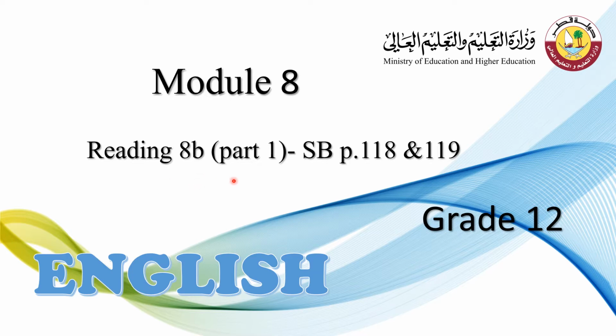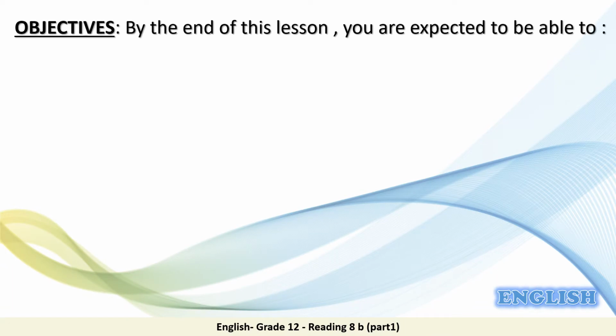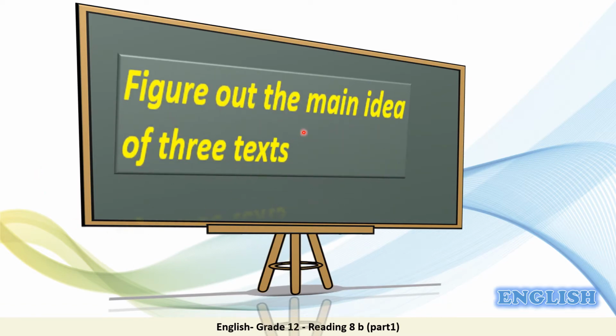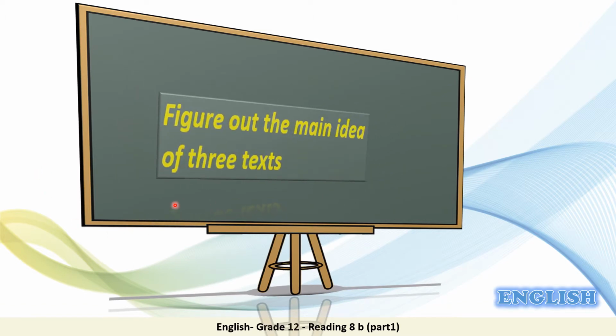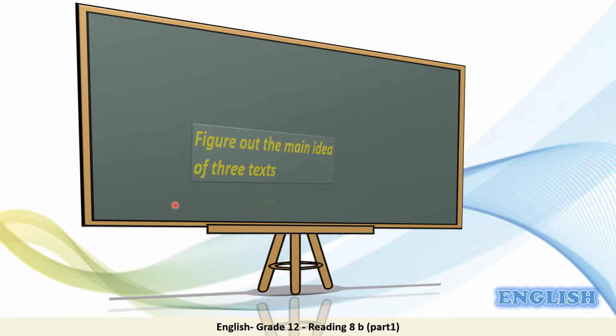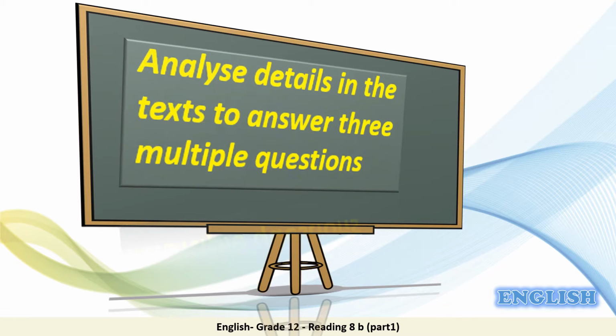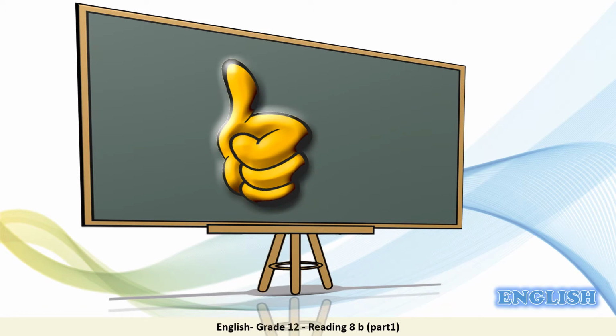Reading 8B, part 1. Please open your books, pages 118 and 119. Today we have two objectives, which by the end of the lesson you are expected to be able to achieve. Here is number 1. Figure out the main idea of three texts. Number 2. Analyze details in the texts, the three texts, to answer three multiple questions. Do you understand our objectives for today? Of course, yes.